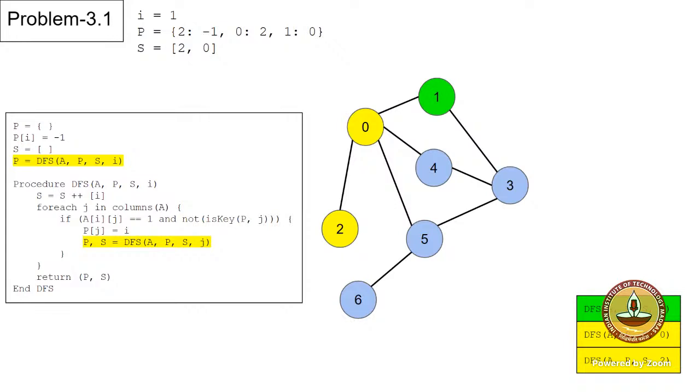Actually DFS is returning two values. One is p and the other is s. The first value that the procedure returns will be assigned to p, and the second value it returns will be assigned to s. Here p is a dictionary and s is a list, according to the variables mentioned in the procedure. So p will be assigned a dictionary again and s will be assigned a list.